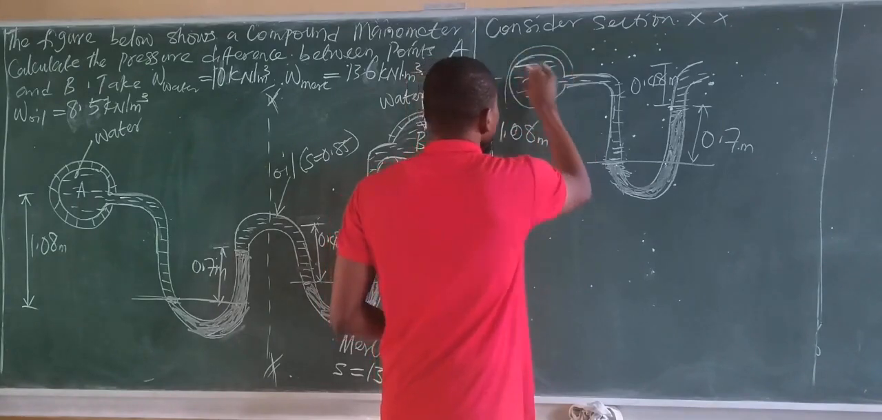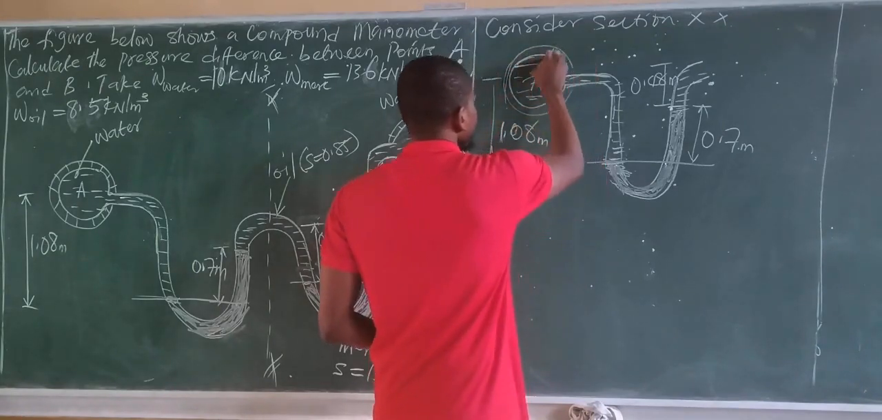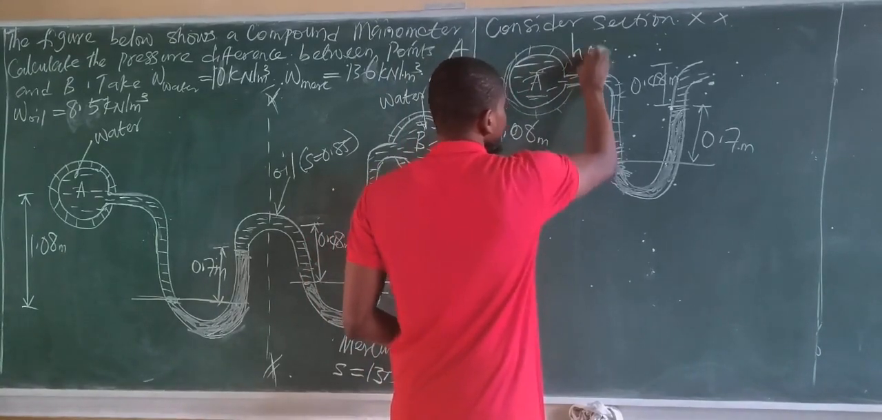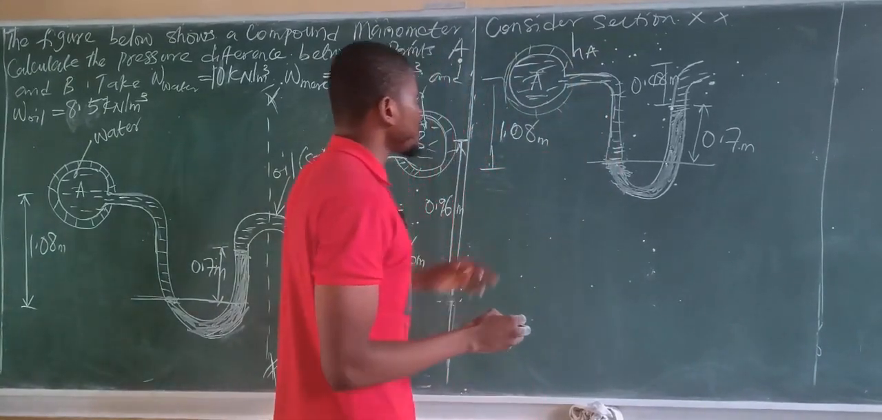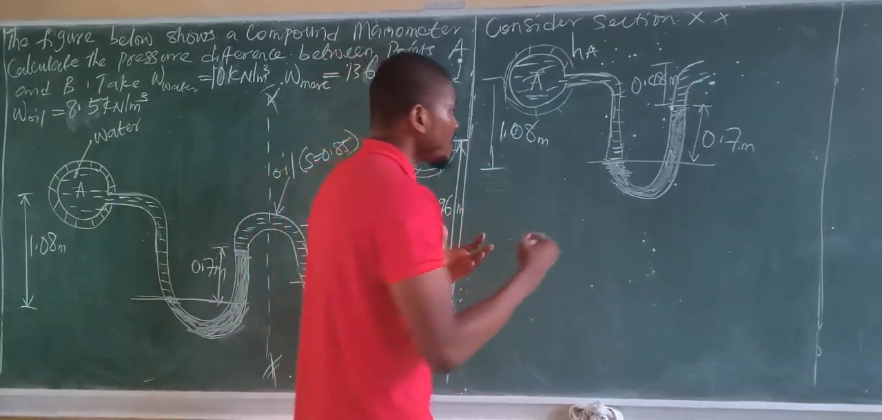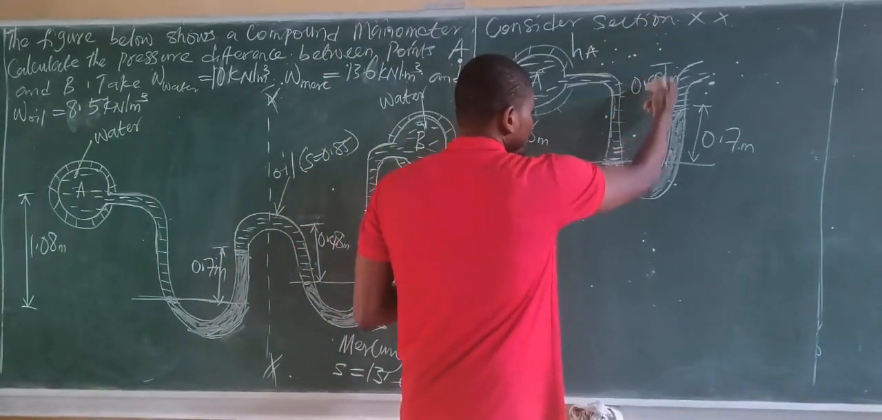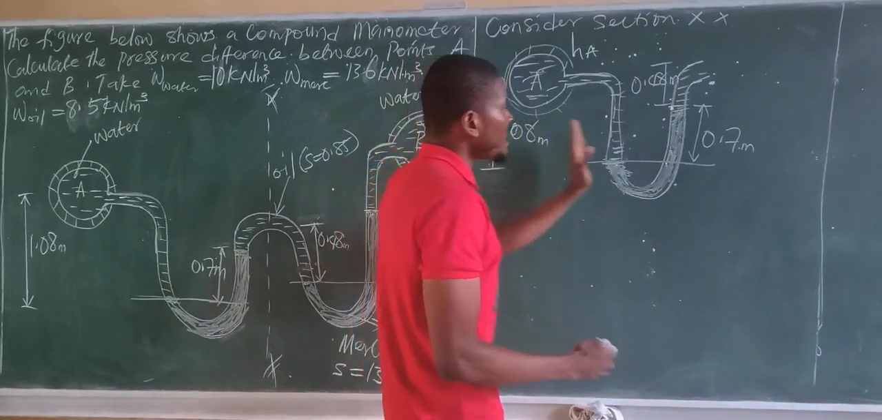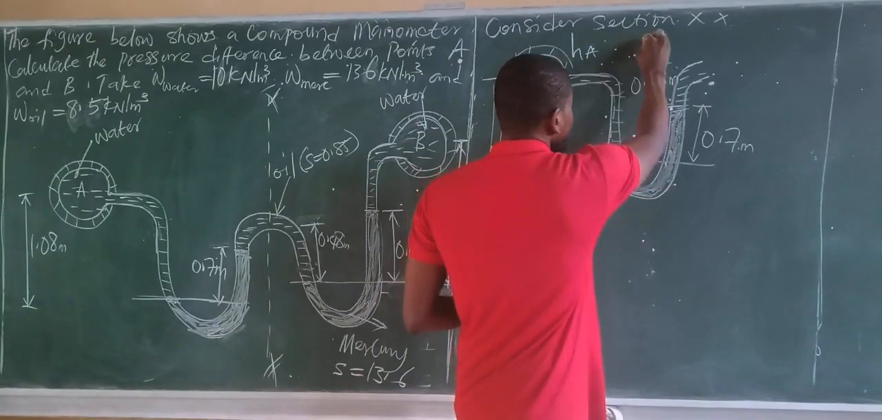Remember, this is pipe A, not forgetting. This is pipe A, and the pressure head in pipe A is always going to be HA. Now you do the same thing that we've been doing. Imagine that you section this place into two, then everything here becomes the left limb, everything here becomes the right limb. So let's do that and see.